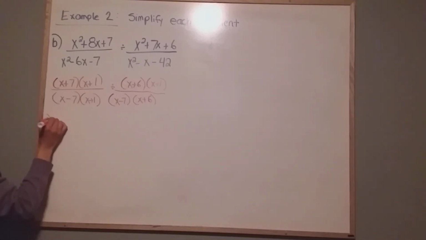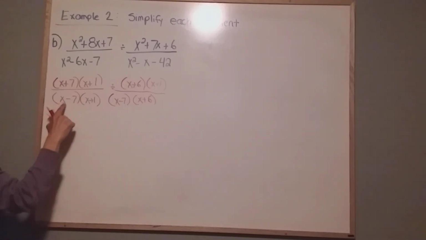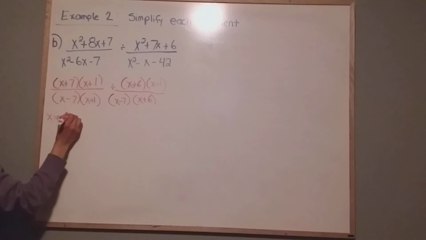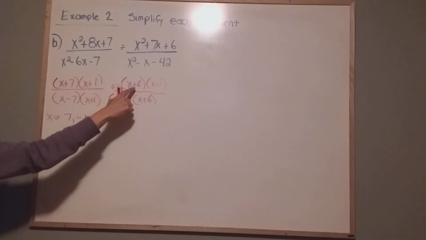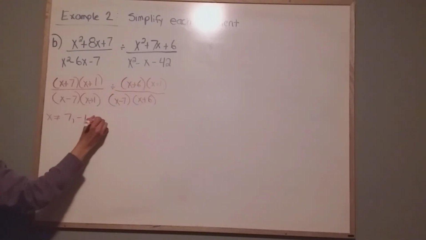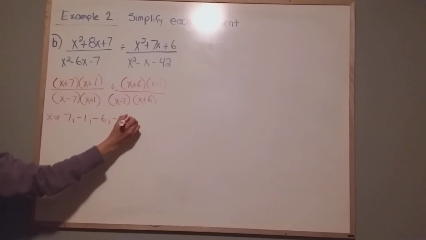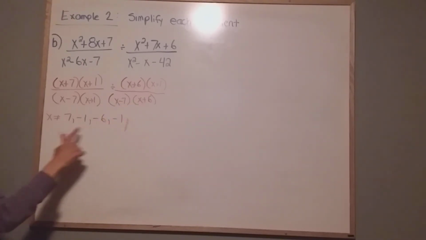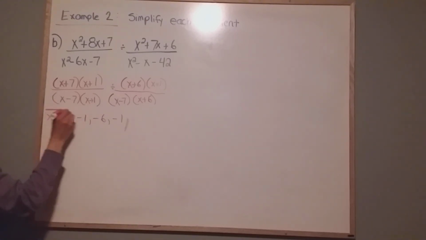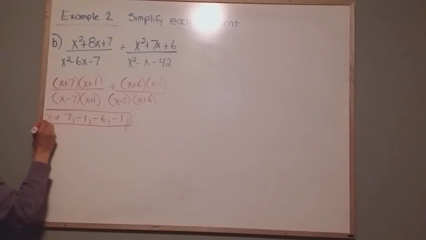Now I state my restriction. x cannot equal here 7 and negative 1. Here, negative 6 and negative 1. Here, 7 and negative 6. And I would just be repeating myself. So those are my restrictions.